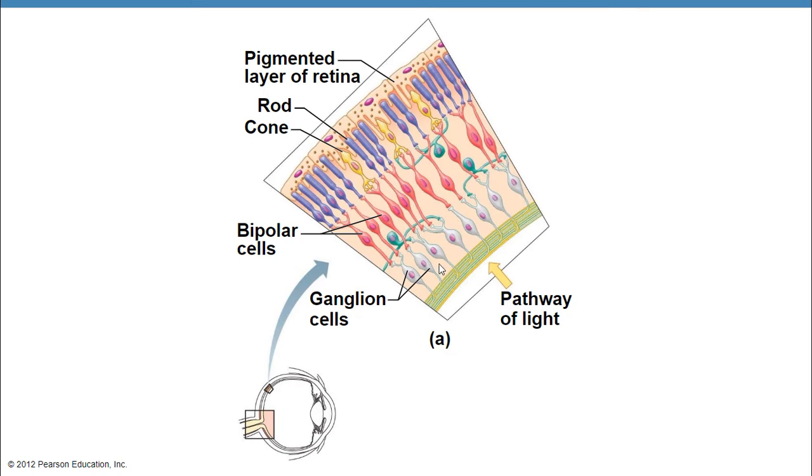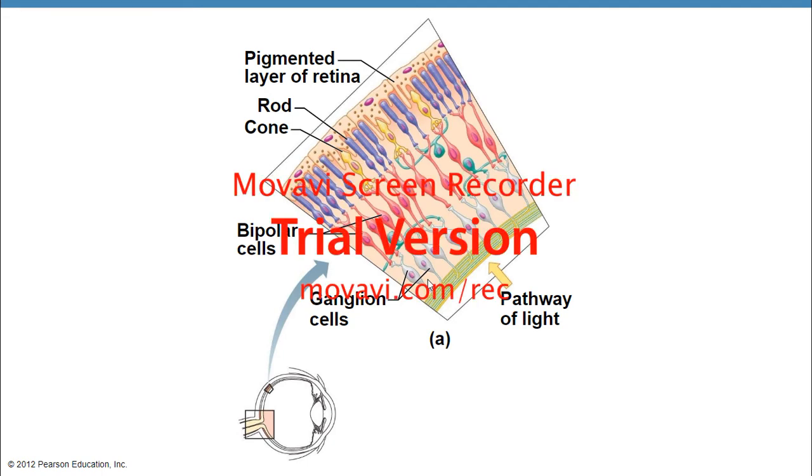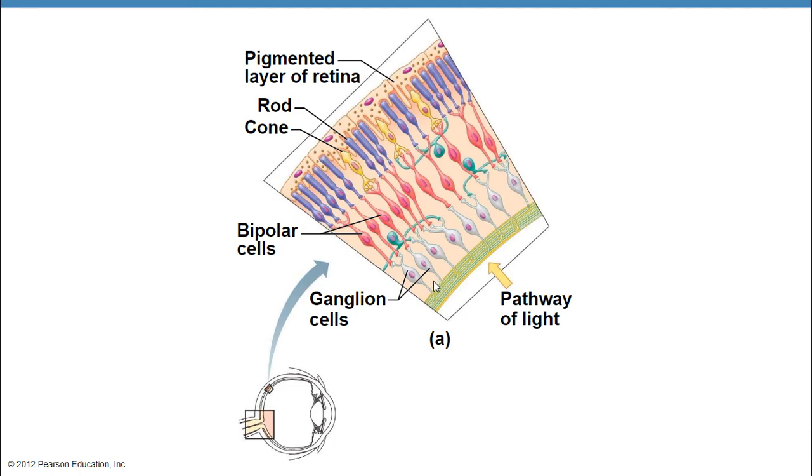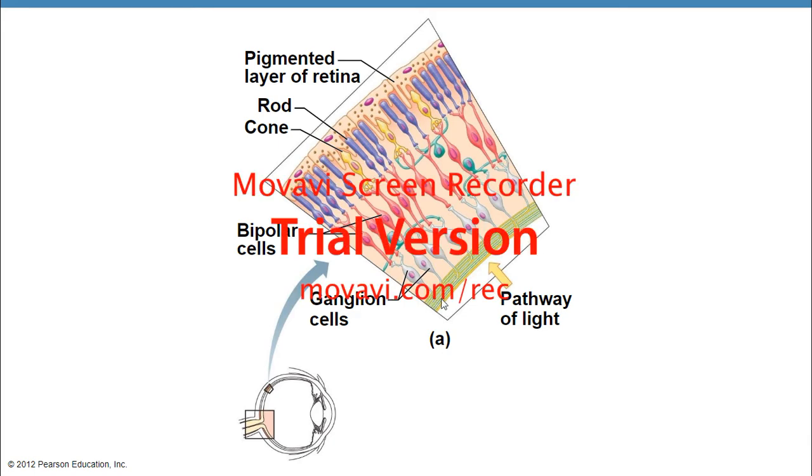And then the ganglion cells have axons that leave the retina in tight bundles of fibers known as the optic nerve. So the ganglion cells essentially have axons that form the optic nerve. And then that goes to the brain.